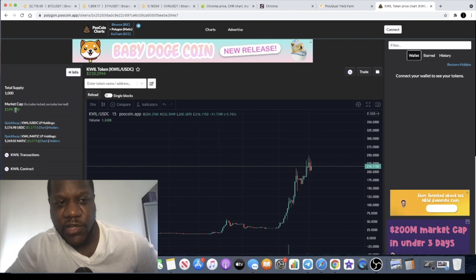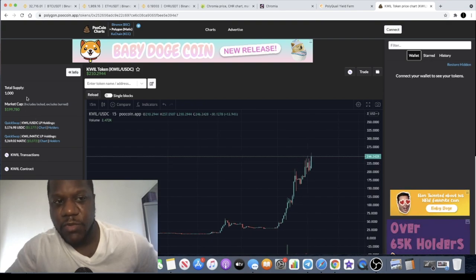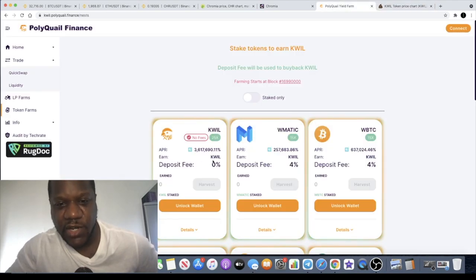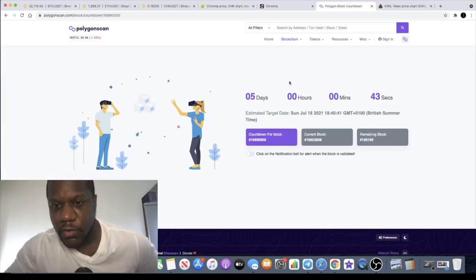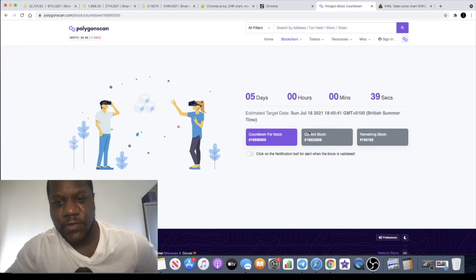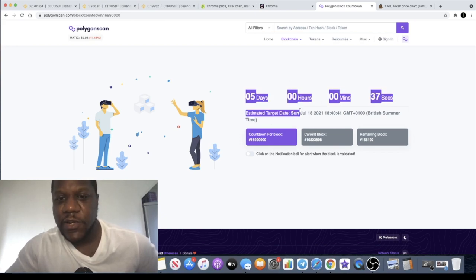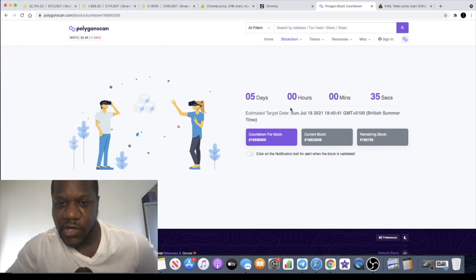The market cap is only 200,000 at the moment. The total supply is only 1,000. Of course, that will increase once the farming starts because new tokens will begin to be minted. The farming will start at block 16990000 or whatever, so literally 5 days. So of course, there's going to be some dips, there's going to be some profit taken within that time, but keep your eye on this one.